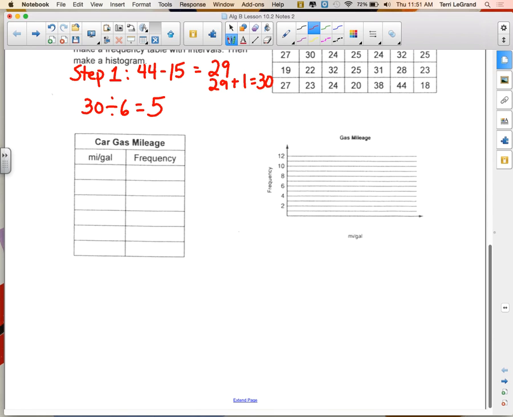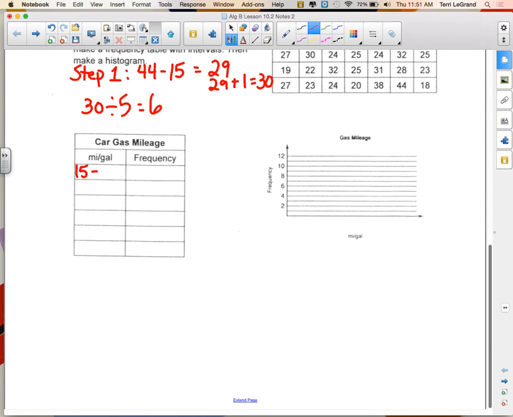Well, I'm going to guess that since the teacher already made the table here, how many intervals do you think she wants you to have? 6. So we're going to take 30 divided by 5, because it just so happens that 30 divided by 5 gives us 6 intervals. Okay, so now we've decided there are going to be 6 intervals. The first interval has to start at what? 15. Has to start at 15.